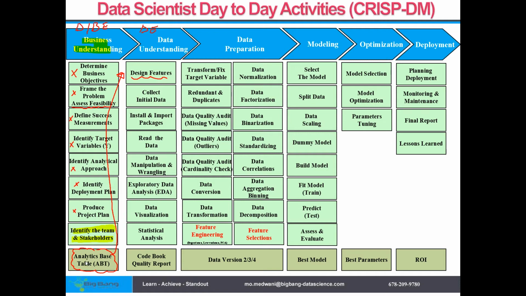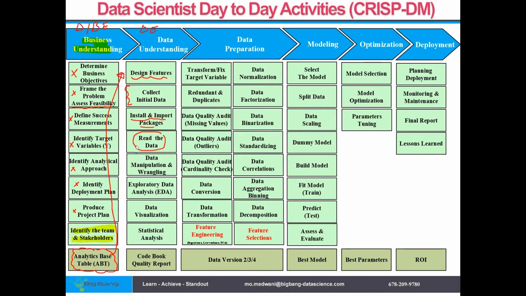So in the ABT, we could say we are going to need demographics. In the features, we are going to need age, marital status, medical record, number of kids, income, etc. So then we collect the data, and then we are going to install and import packages, and we are going to read the data. So that is what we are going to do now.